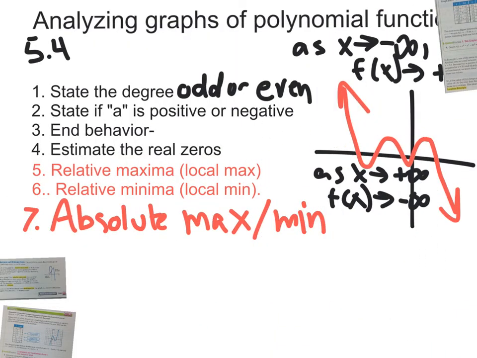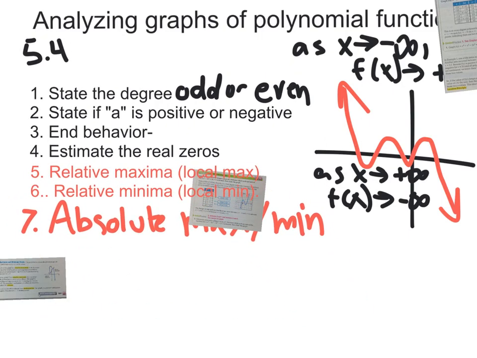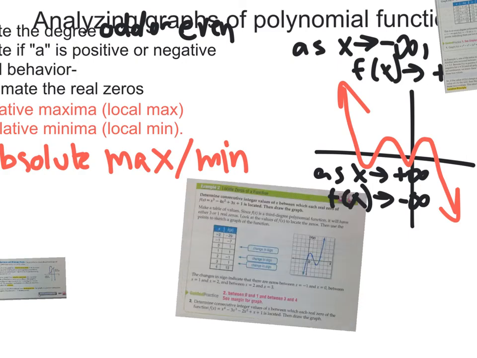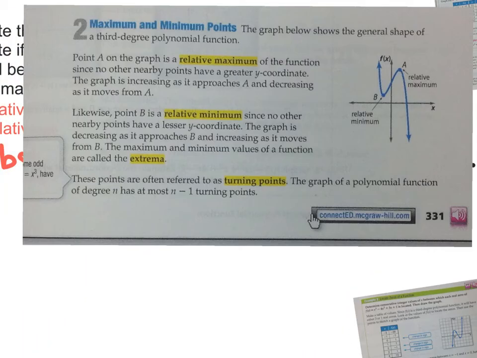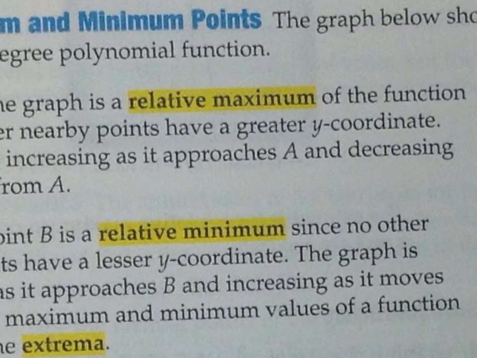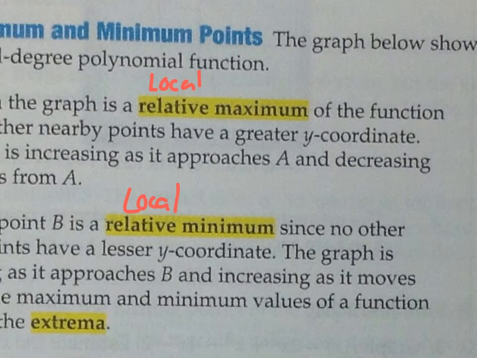And this is also from the book right here. Sorry, it's going crazy. Let me bring it up. This is from the book, and like I said, they don't call it local, they call it relative. I like to call it local. So local max or local min is the same thing as relative max, relative min.